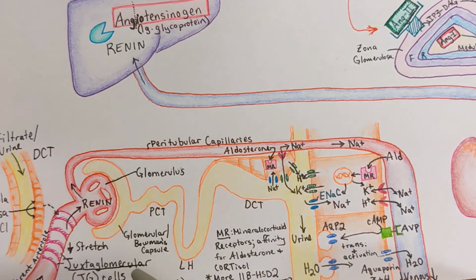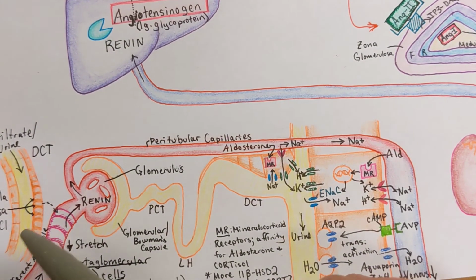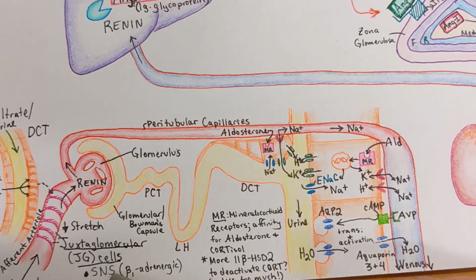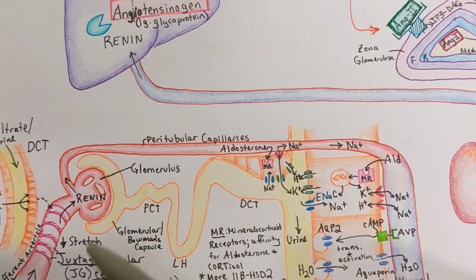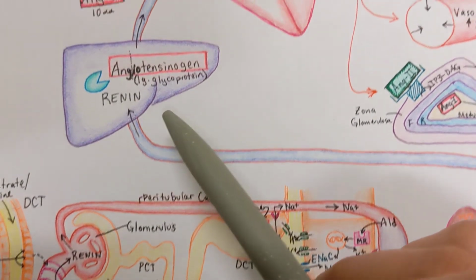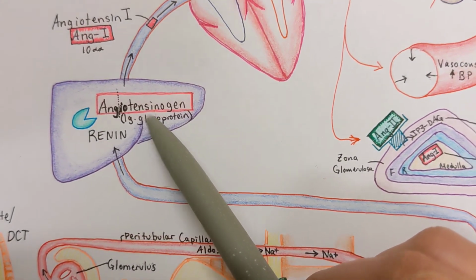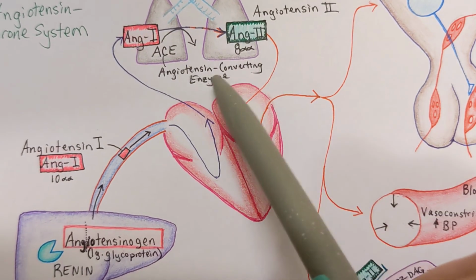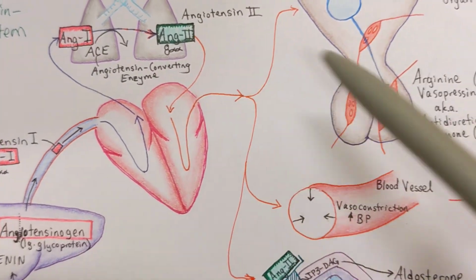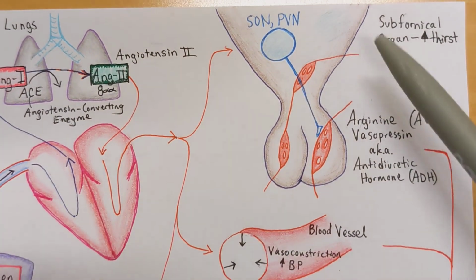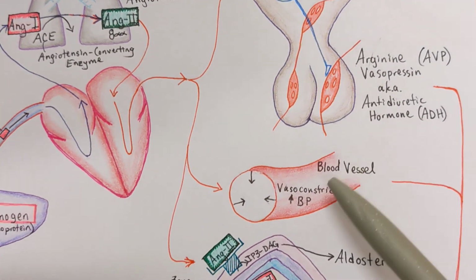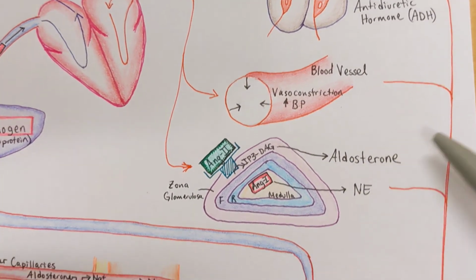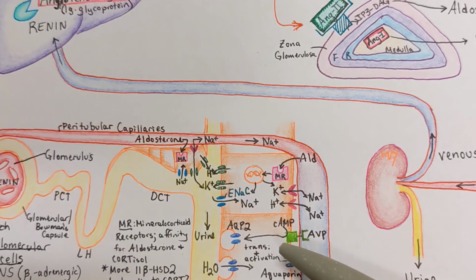Low blood pressure is detected directly by the JG cells, indirectly by the macula densa cells, and also we get a sympathetic nervous system stimulus of these JG cells. Ultimately, renin is released, cleaves angiotensinogen. The resulting angiotensin I is converted into angiotensin II by ACE in the lungs. Angiotensin II stimulates thirst, stimulates the release of ADH, vasoconstriction, and the release of aldosterone. ADH and aldosterone act on the kidney.